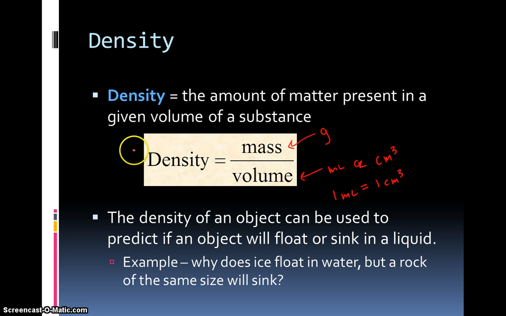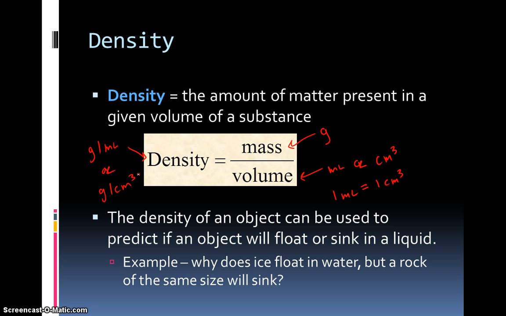And so if we look at density then, with grams on top and our volume on the bottom, your unit on density will either be grams per milliliter or it will be grams per centimeter cubed. And that will be dictated by whether you're getting a liquid volume or a measured volume.